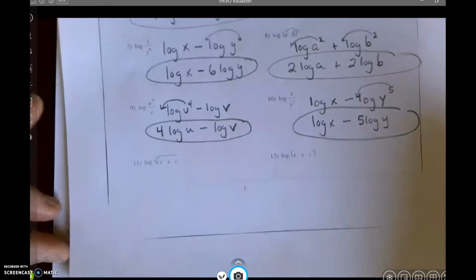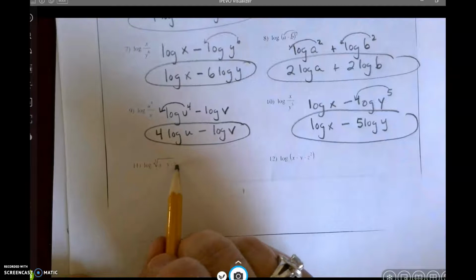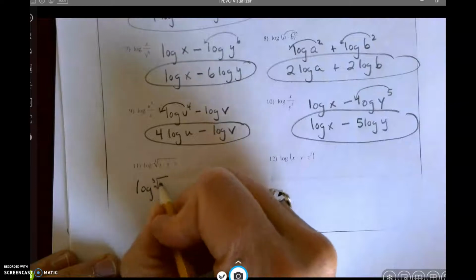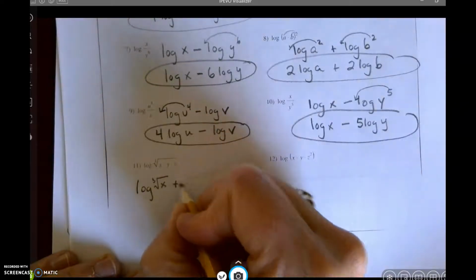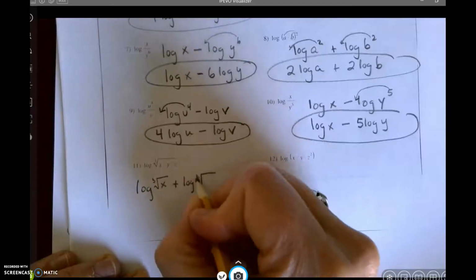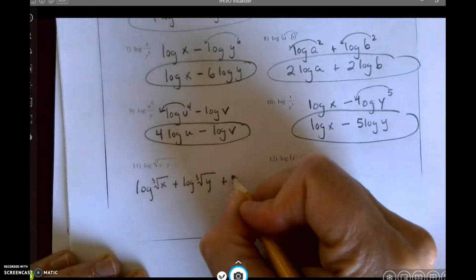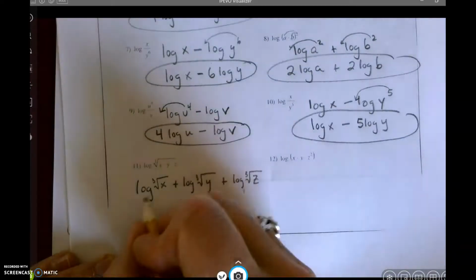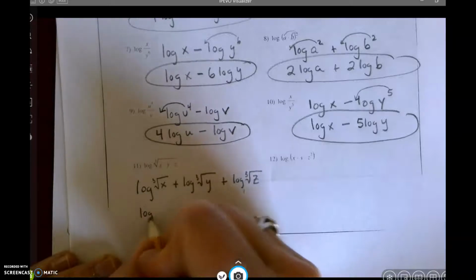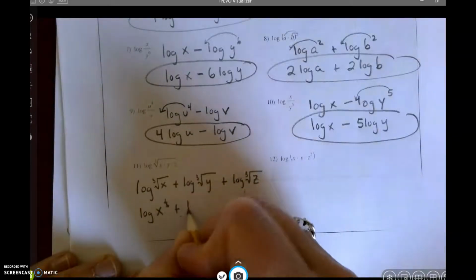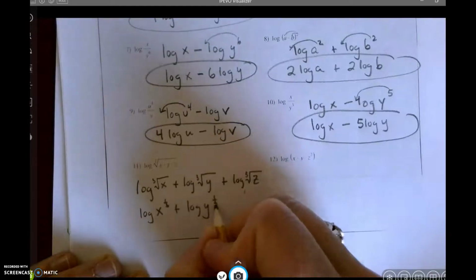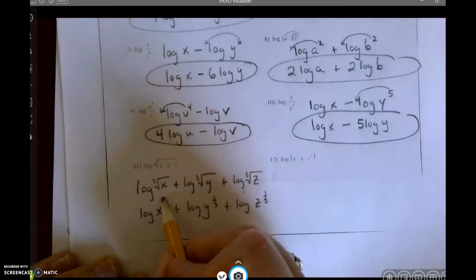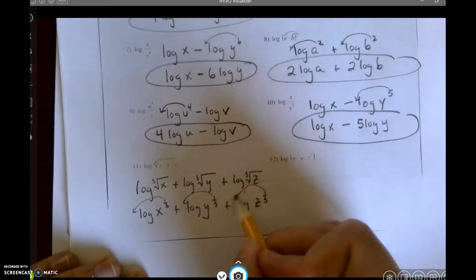Alright, number 11. This cube root goes with each of these. So I'm going to write log of cube root of x plus log cube root of y plus log cube root of z. And I know that the cube root could be to the 1/3, so log x to the 1/3 plus log of y to the 1/3 plus log of z to the 1/3. And I'm going to pull that 1/3 out in front.